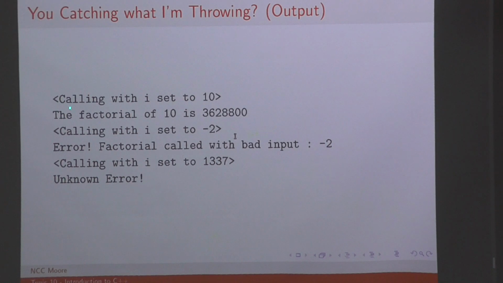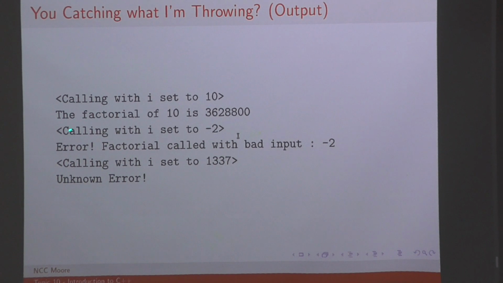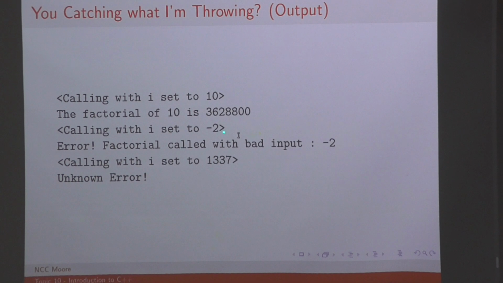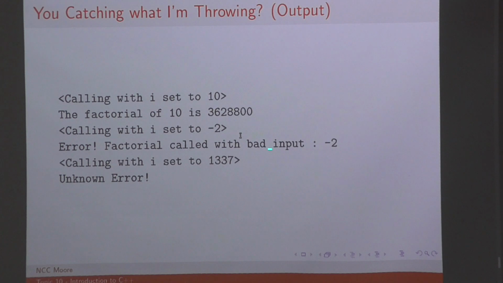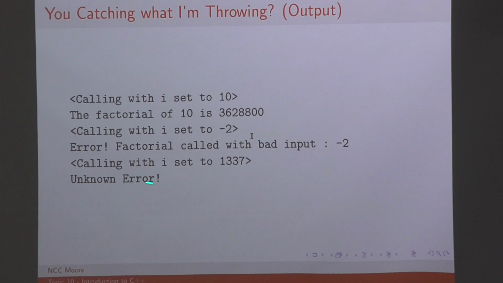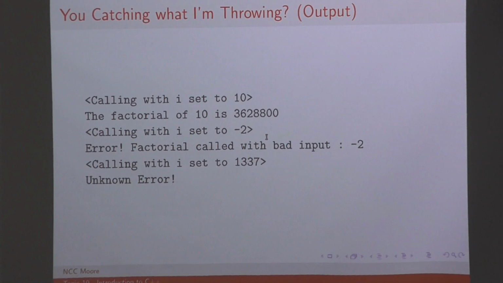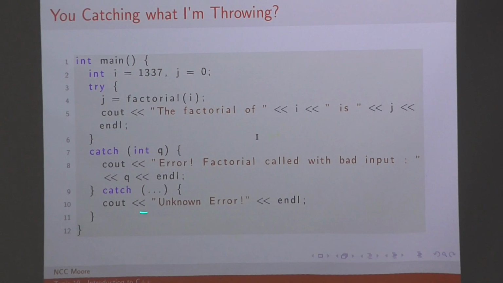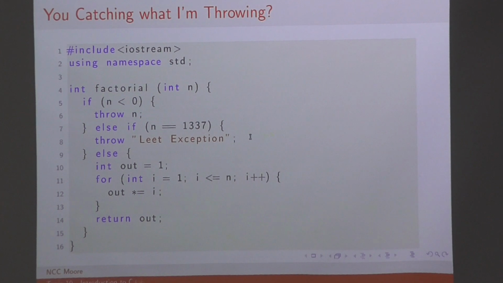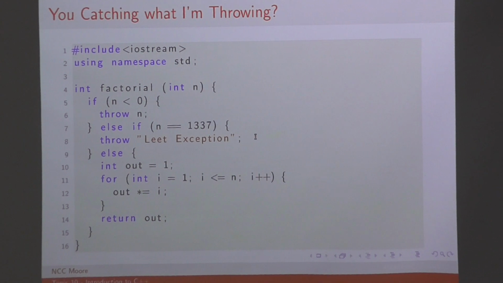So, calling with I set to 10, the factorial of 10 is this big number. Calling with I set to -2, error: factorial called with bad input, -2. Calling with I set to 1337, unknown error. Notice that in this case, we actually have more information available about this exception than is being printed.